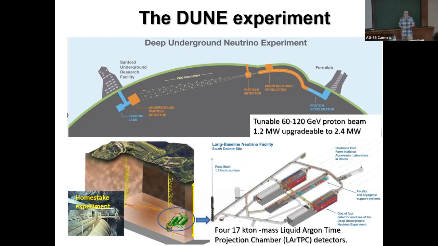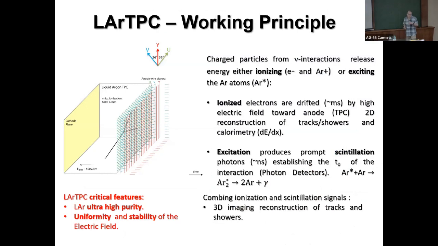Well, basically, Dune is four liquid argon time projection chambers of 17 kilotons. Yesterday we heard from Elisabetta how a time projection chamber works, so probably I'm going to repeat what she said. Basically, the charged particles created from neutrino interactions release their energy by ionizing or exciting argon atoms. And then the ionized electrons are going to be drifted.